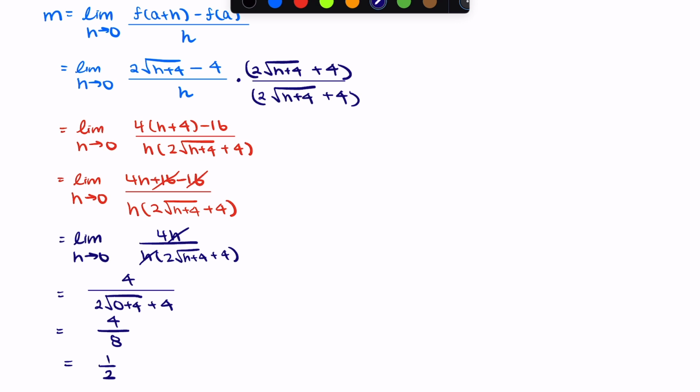So therefore, we can write a therefore statement: the slope of the tangent at point 5, 4 is 1 over 2.